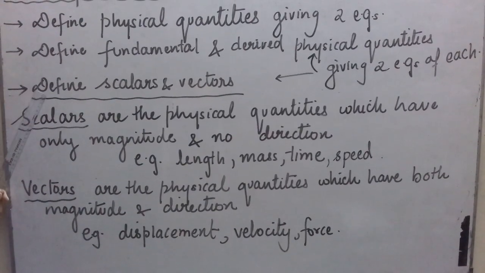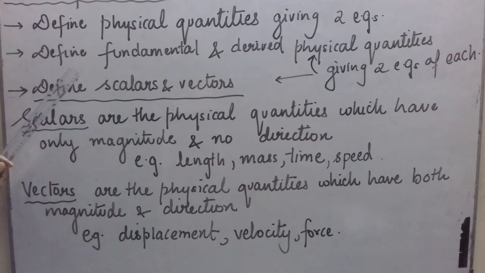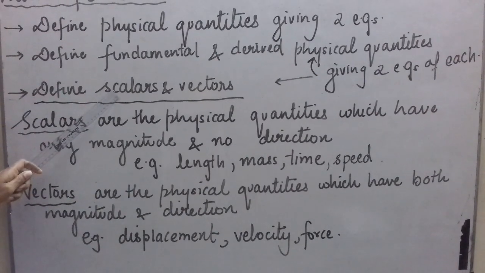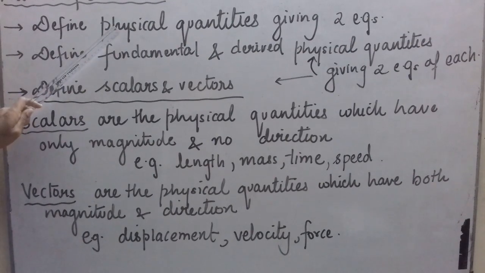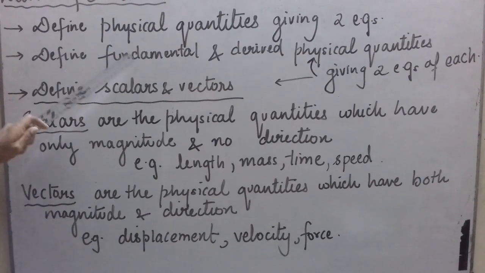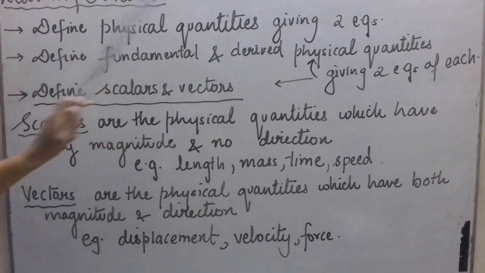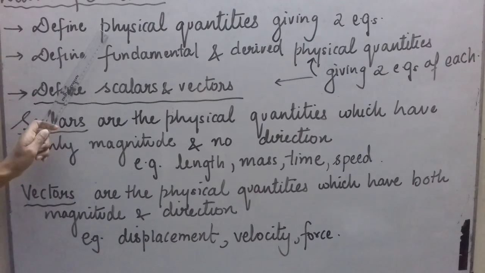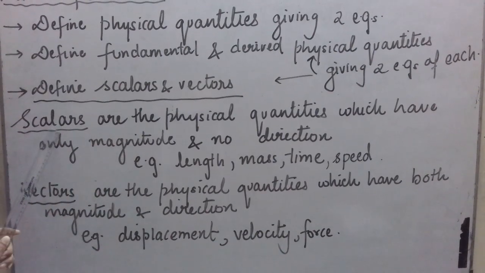Now our last learning outcome is define scalars and vectors giving two examples of each. Now what are scalars? This is another way of classifying physical quantities. There are two different ways to classify physical quantities. In the first way, we can divide all the physical quantities into two groups: fundamental quantities and derived physical quantities, which we have seen just now. The other way of classifying the physical quantities is we can divide all the physical quantities into scalars and vectors. Let us see what are scalars.